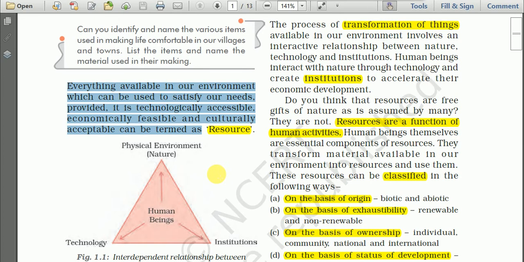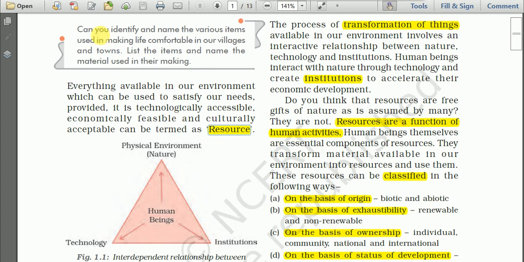Everything available in our environment which can be used to satisfy our needs, provided it is technologically accessible, economically feasible, and culturally acceptable, can be termed as a resource. So this is the meaning of the term resource. So in short, resource is any substance which satisfies human wants.